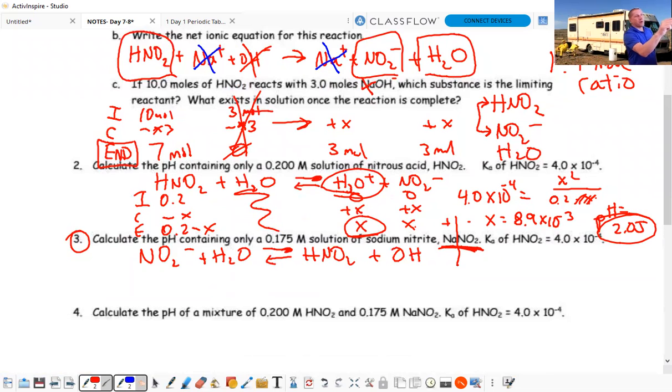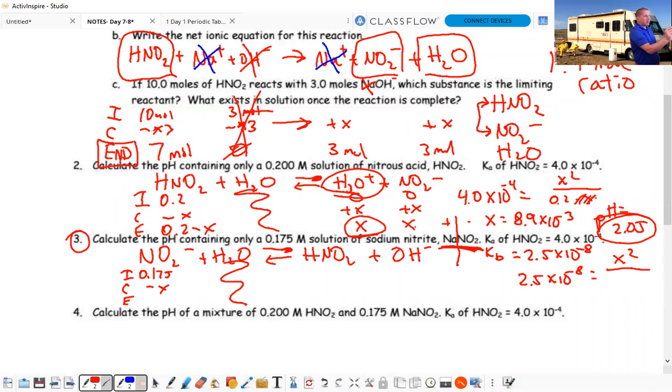gives HNO2 and OH minus. Notice it's a Kb, we have a Ka. So I'm skipping ahead a bit. So 1 times 10 to the minus 11, the Kw, divided by 4 times 10 to the negative 4, and we got 2.5 times 10 to the minus 8. 2.5 times 10 to the minus 8 equals x times x. Right, so we had 0.175, the initial, the change, the equilibrium, minus x, same as always, x and x.